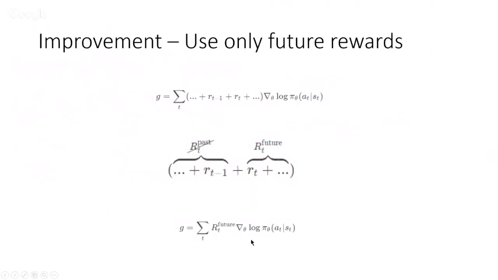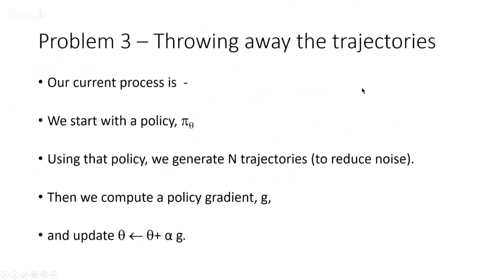That was improvement number 2. Improvement number 3 is throwing away the trajectories. So our current process, which I also previously discussed, is that we start with an initial policy pi theta. Then we generate n trajectories because we want to reduce noise. That's the improvement we incorporated. And then we compute a policy gradient g, and then we update it.